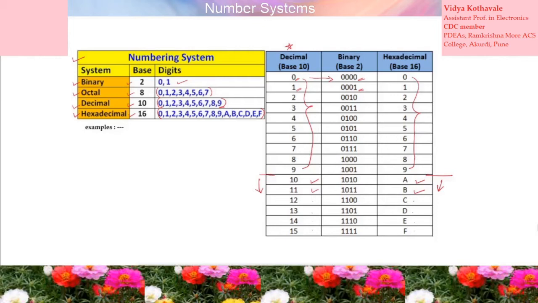Now, why study the binary number system and the other number systems? Computers can understand only the machine language. The machine language is in the form of binary zeros and binary ones. And this is how binary language becomes important for us to look upon.